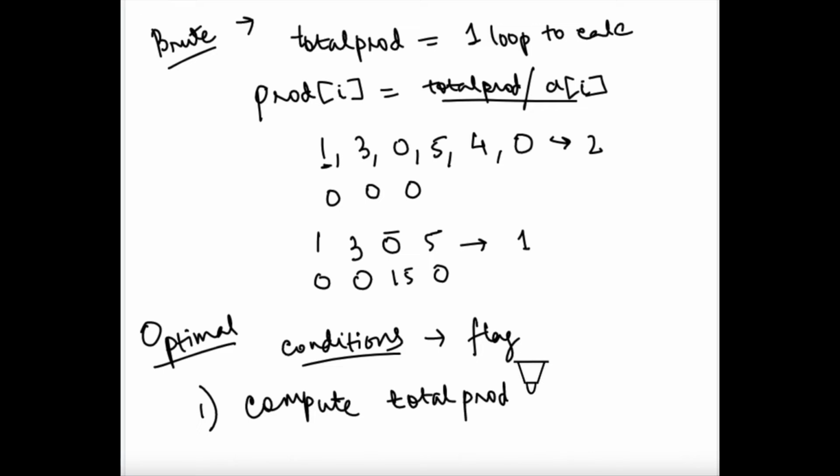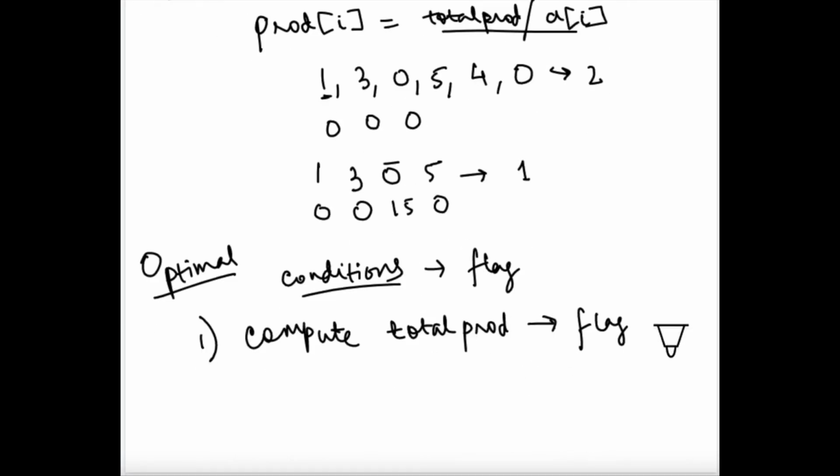While we do that, we have to consider this flag variable. What is this flag variable going to do? This flag variable is nothing but it is going to track how many zeros are there. If there is 1 zero, the flag will be 1. If there are 2 zeros, flag will be 2 or whatever. Okay, after we have done this for loop to compute the total product, then we have to have some conditions.